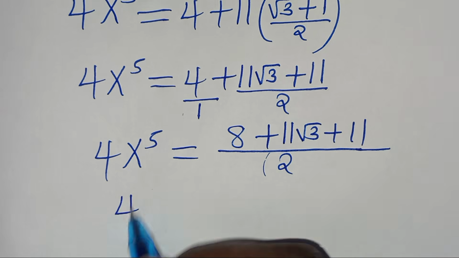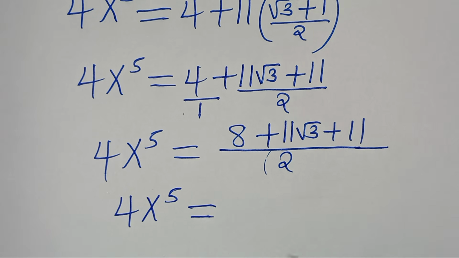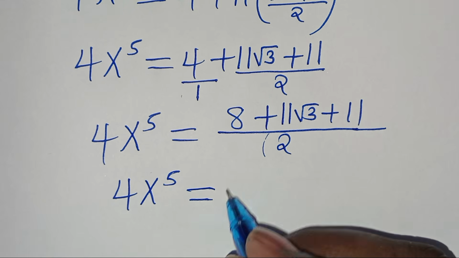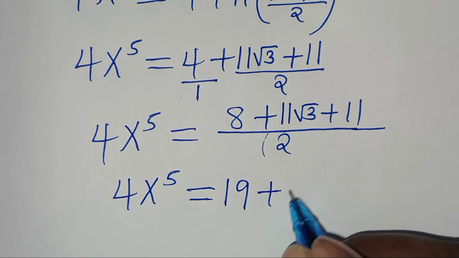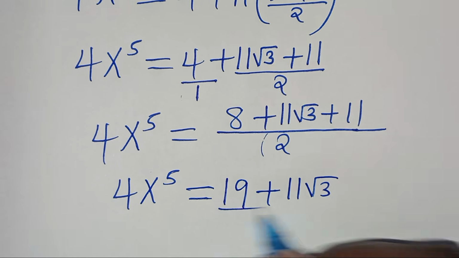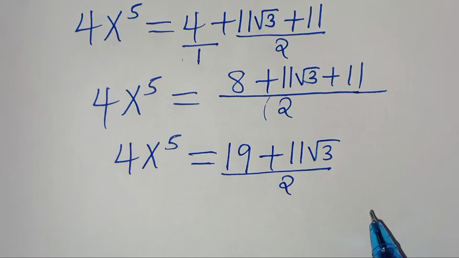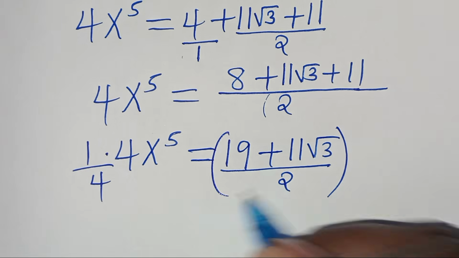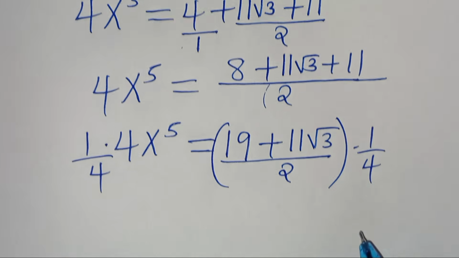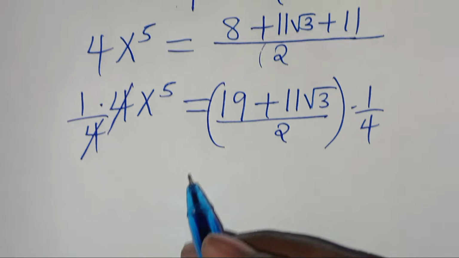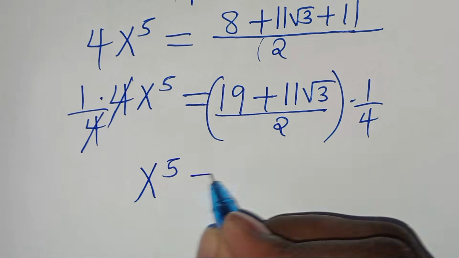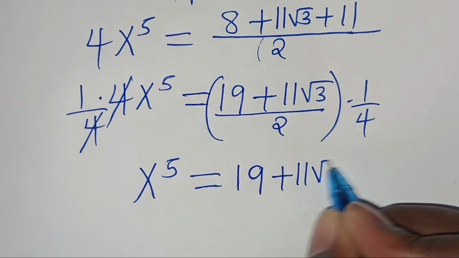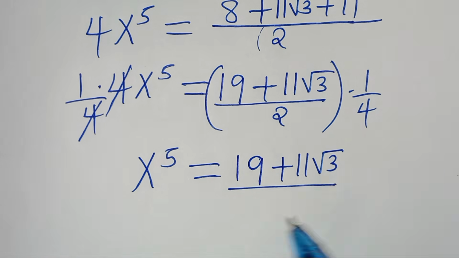So this is the same thing as 4x to the power of 5 equal to 8 plus 11, this is equal to 19 plus 11 square root of 3 divided by 2. Now let's multiply both sides by 1 over 4. So 4 and 4 simplifies. So we have x to the power of 5 equal to 19 plus 11 square root of 3 divided by 2 times 4, which is 8.